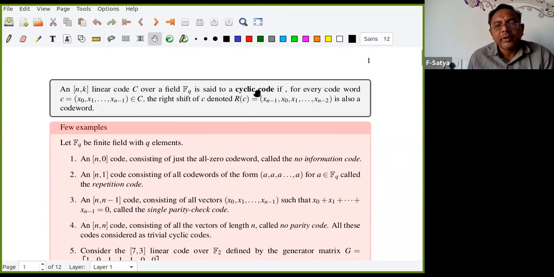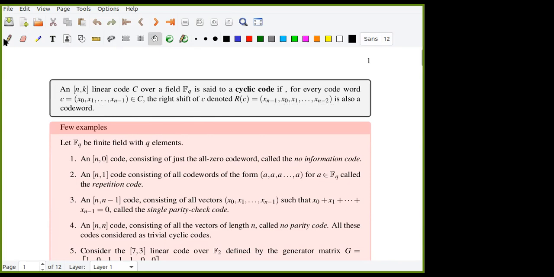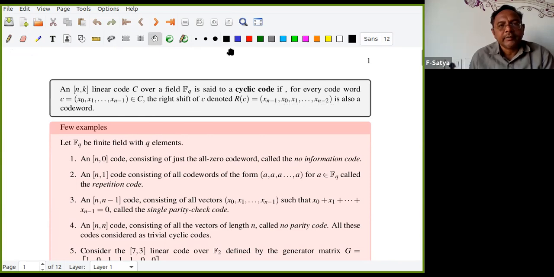But it is said to be a cyclic code if for every code word (x0, x1, up to x(n-1)) in C, the right shift, that is (x(n-1), x0, x1, ...), is also a code word. Is the definition clear? So it is actually a linear code, but with an extra condition.